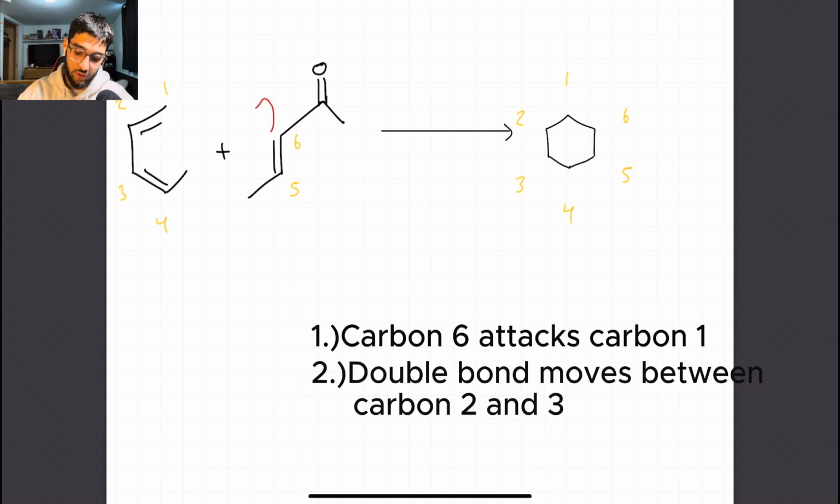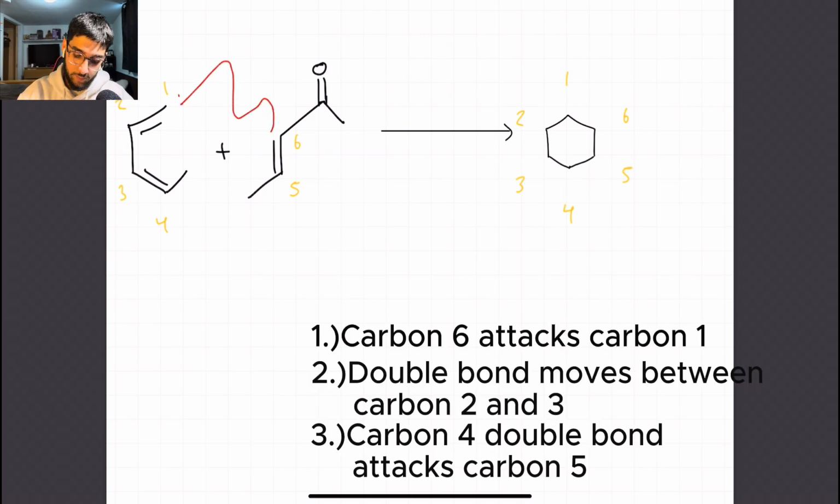Alright, so then from here we can start drawing out our mechanism. So first we always start with carbon 6, this being step 1, attacking carbon 1, which is why we see carbon 1 and 6 connected. And then from here, this double bond is moving over between carbons 2 and 3, which pushes over the double bond from carbon 4 to attack carbon 5.